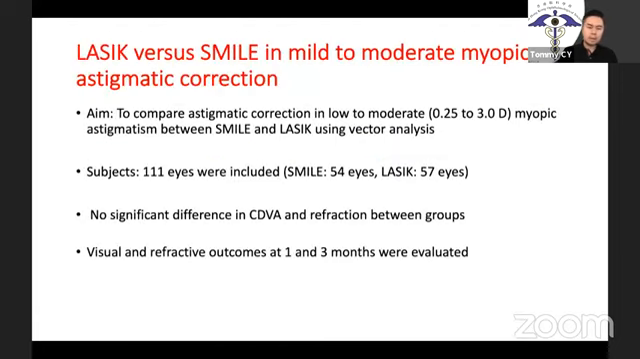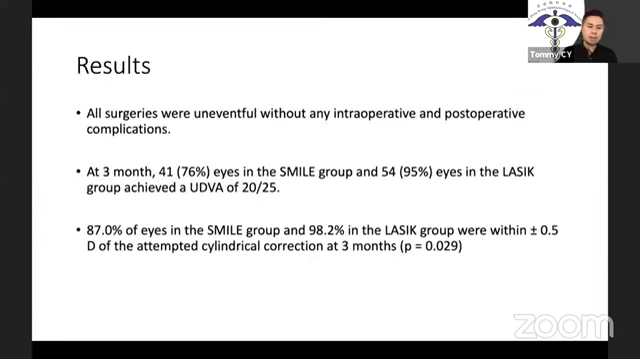We also compared LASIK and SMILE for correction of low to moderate astigmatism. The two groups were well balanced, with no difference between them, and we evaluated the outcome up to 3 months. At 3 months, 76% of SMILE eyes achieved an uncorrected distance vision of 20/25 or better. However, there were more eyes, 95%, attaining 20/25 vision in the LASIK group.